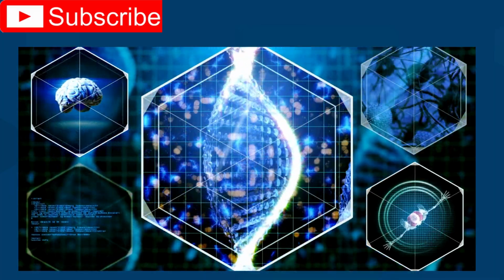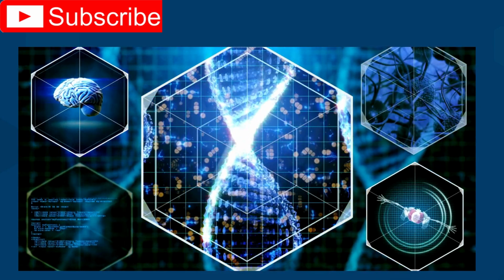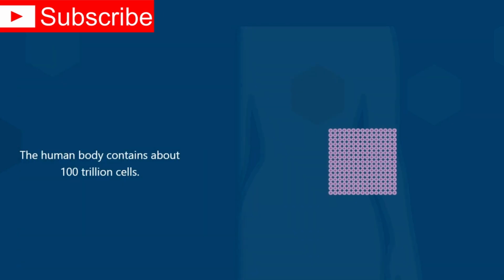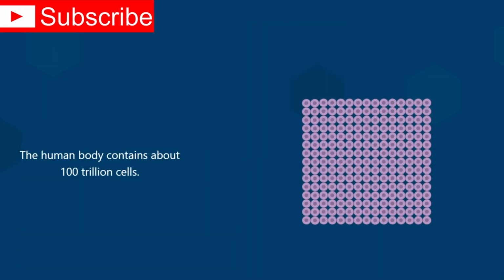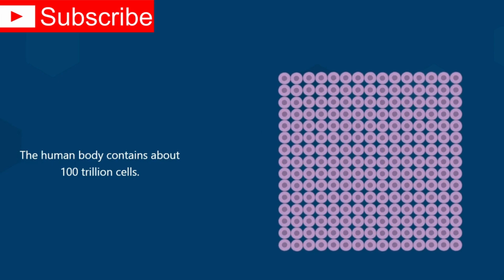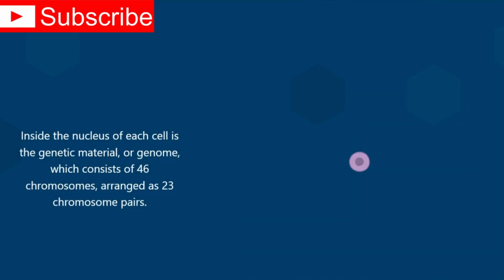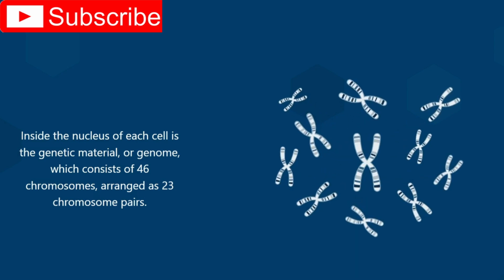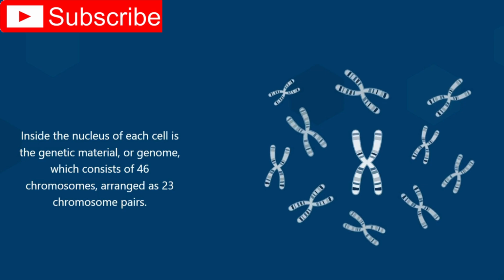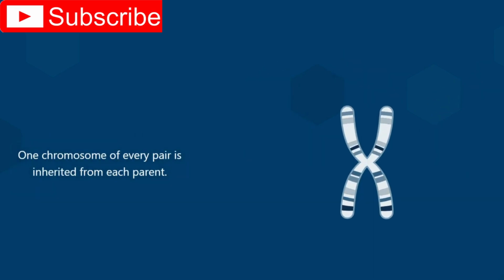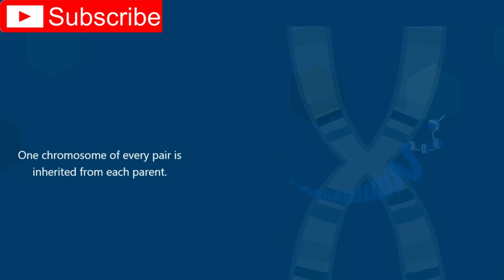We all know that the human body is composed of trillions of cells. Inside the nucleus of each cell is the genetic material or genome, which contains 46 chromosomes, arranged in 23 pairs. In a pair, there are two chromosomes. One comes from the father's side and the second one comes from the mother's side.